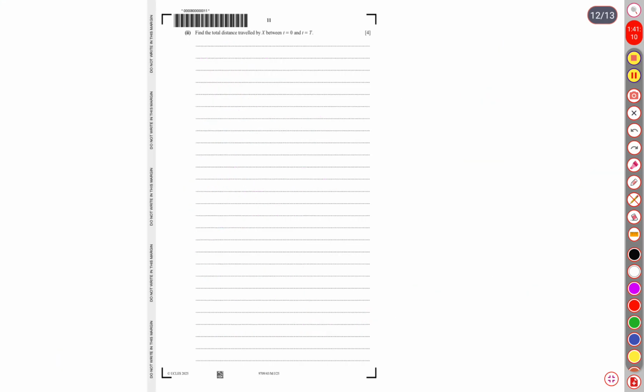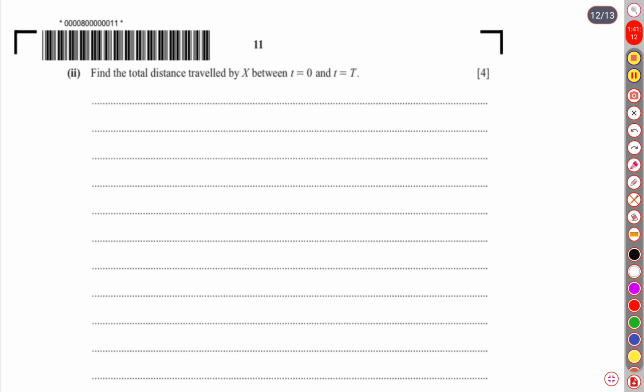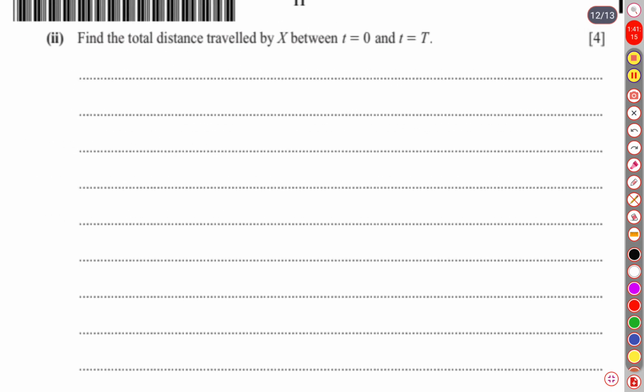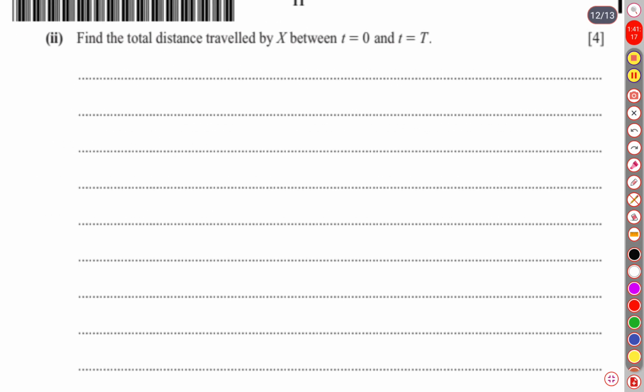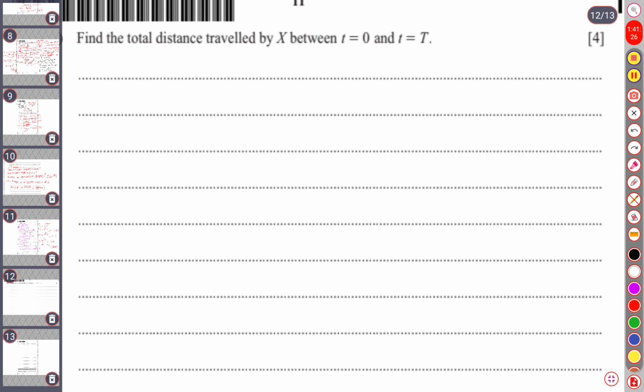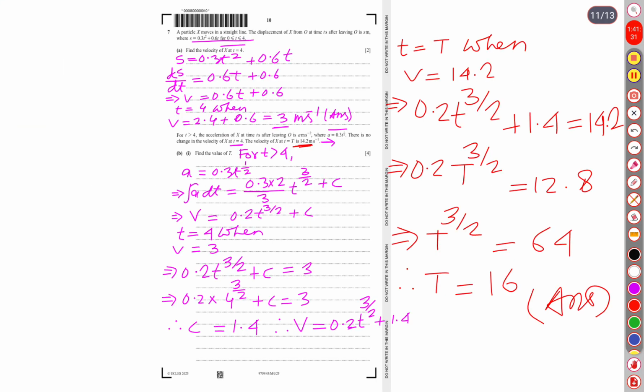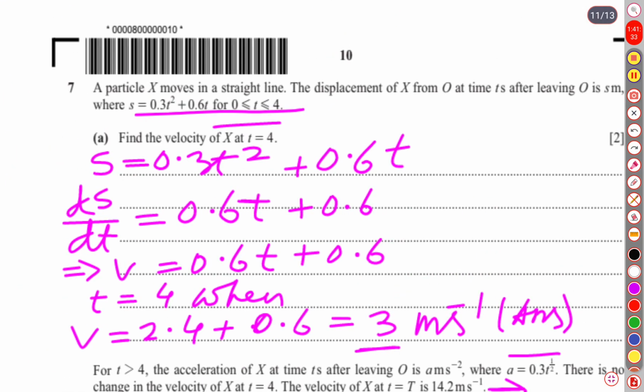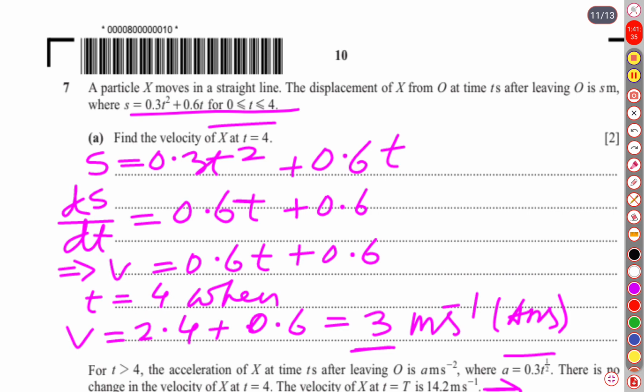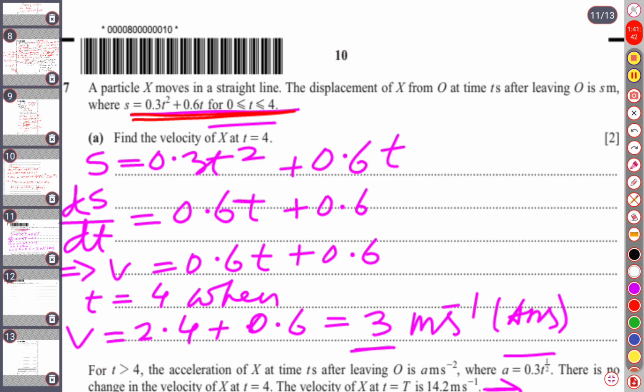It's on page number 12. Page number 12 says, find the total distance traveled by x between t equal to 0 and t equal to 16. So, there are two phases actually. For the first phase, the displacement is already given. Let me see page 11. At page 11, look at this. The expression for displacement for the first 4 seconds is already given. This is the expression 0.3 t square plus 0.6 t. So let us find one after the other.